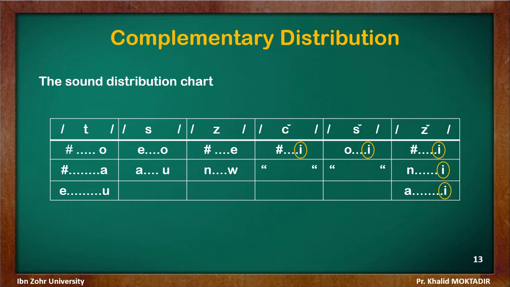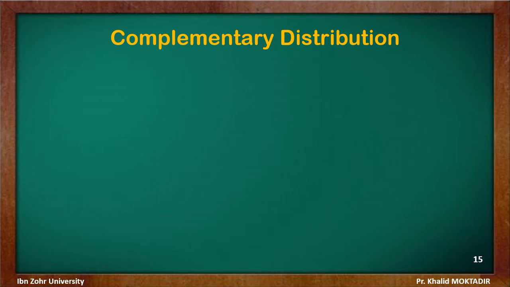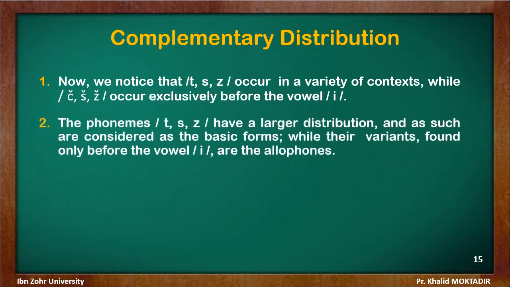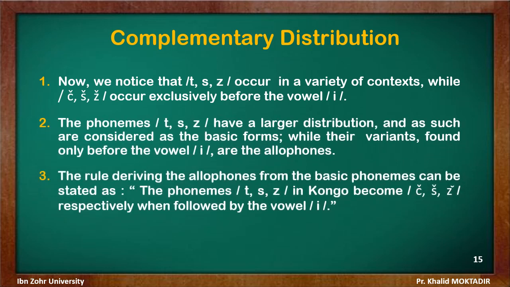Indeed, we can say that t, s, z are the phonemes, and ch, sh, and j are the allophones. The first ones occur in a variety of contexts, that is, they satisfy the elsewhere condition, and the others occur in one single context, and that's why we say they are the allophones that are derived from the basic forms. Okay, in the following here, you have answers to the questions that we have raised concerning the data from southern Congo.